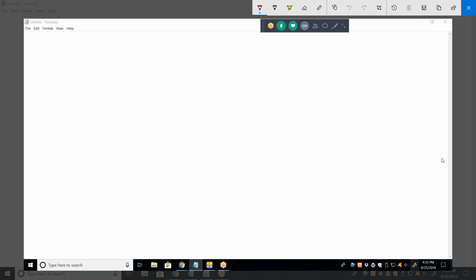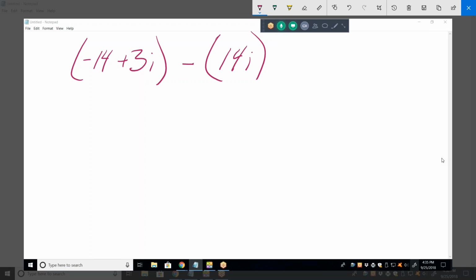Okay, so it says add and subtract complex numbers. The equation says, in parentheses, negative 14 plus 3i, and then minus parentheses 14i. And it says to express the answer in the form a plus bi. These are actually pretty simple.